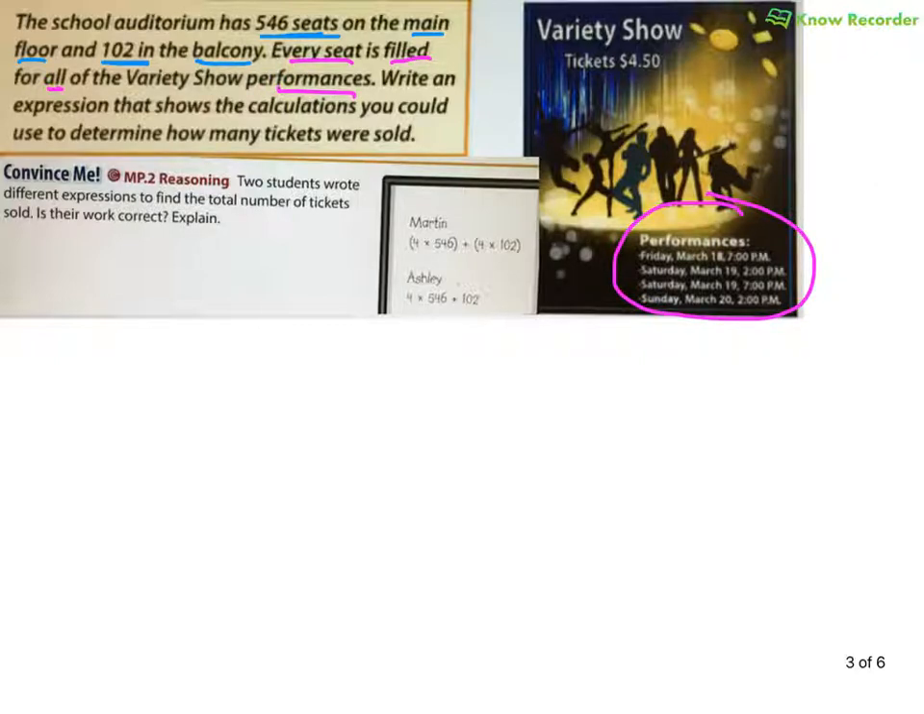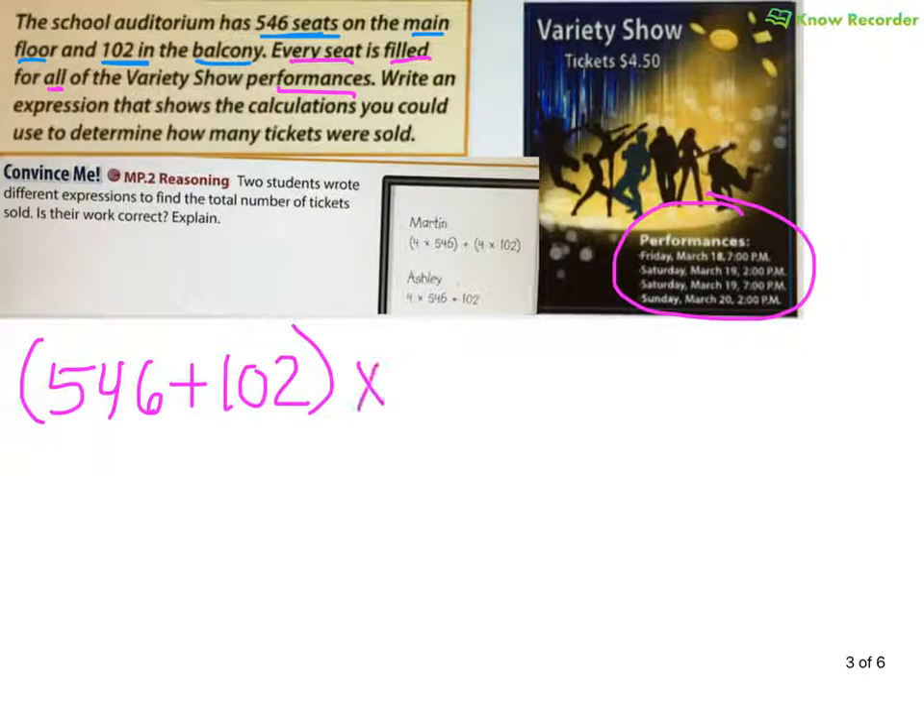They want me to write an expression to show how I could solve it. Well, what do I know? I know that there are a total amount of seats. So the first thing I might do is add up all the seats, both in the main floor and in the balcony. And I put parentheses around it because the next thing I have to do is multiply that by how many performances there were: 4. If I didn't put those parentheses, I might have 4 times 120 first. And that's not good because that's going to give me all the balcony seats, but only 1 performance of the main. Not good. So, parentheses matter.